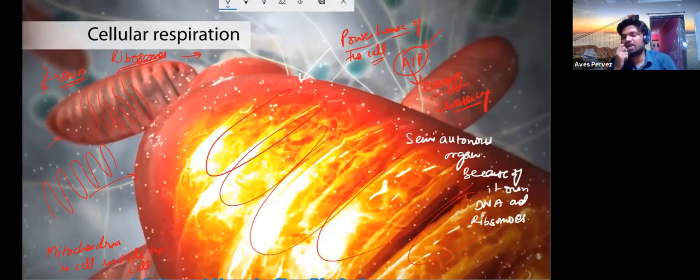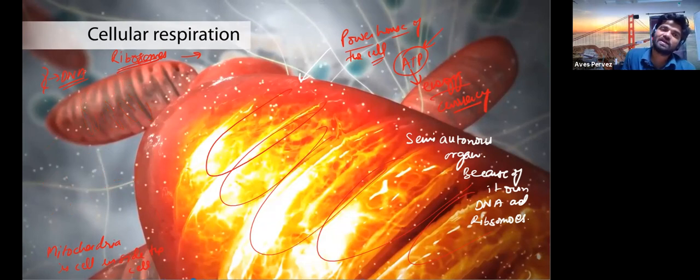Because of its own DNA and ribosomes, the mitochondrion is also called semi-autonomous. Why semi? Because it can easily divide, since it has its own DNA. Moreover, it has its own protein synthesis factory, that is the ribosome. So it has its own ribosome and its own DNA, so it can survive.